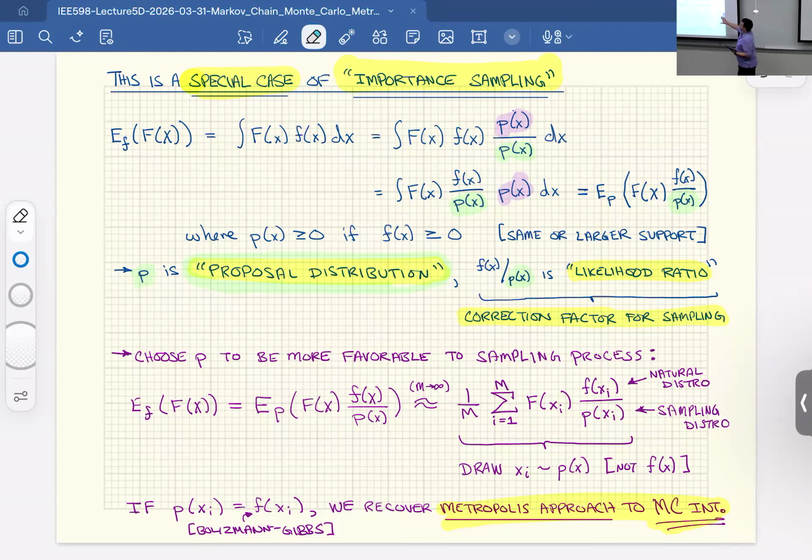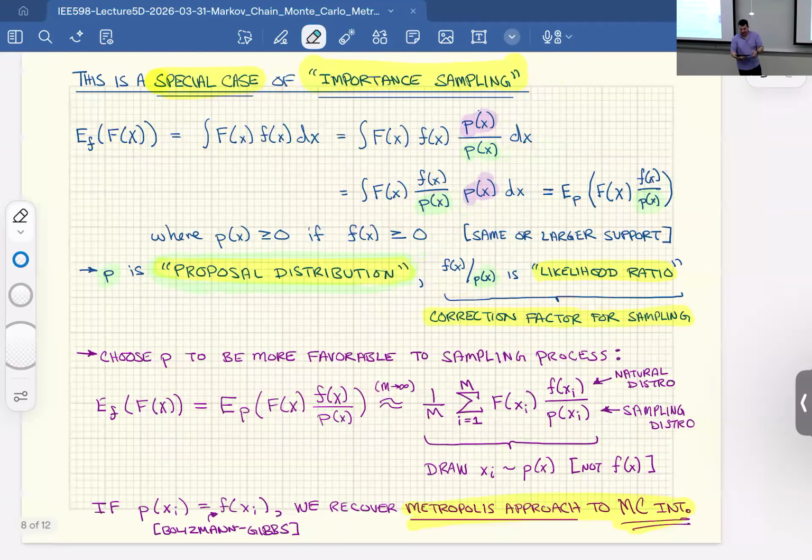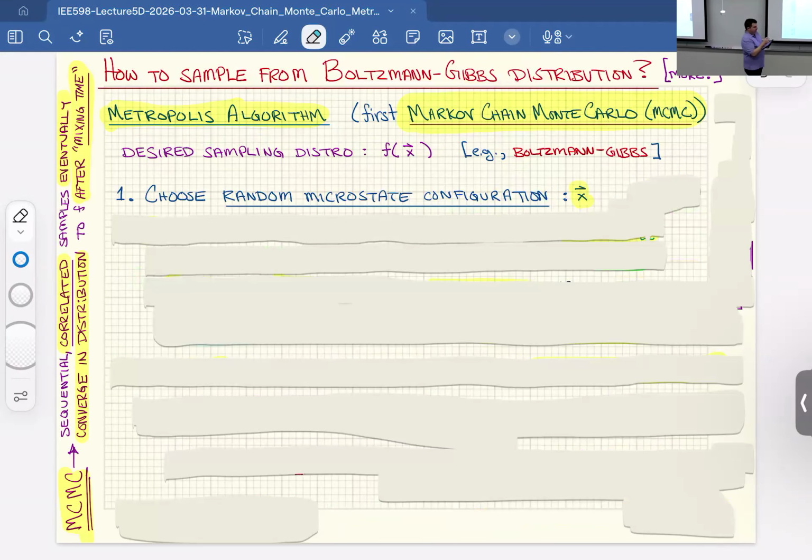So it's a little bit of an aside, but just know that Monte Carlo integration is under the larger umbrella of so-called importance sampling, which if you do a lot of time series stuff or simulation work, eventually you'll find to be a useful tool. All right, so how do we sample from the Boltzmann Gibbs? Before we get here, any questions so far about the motivations?